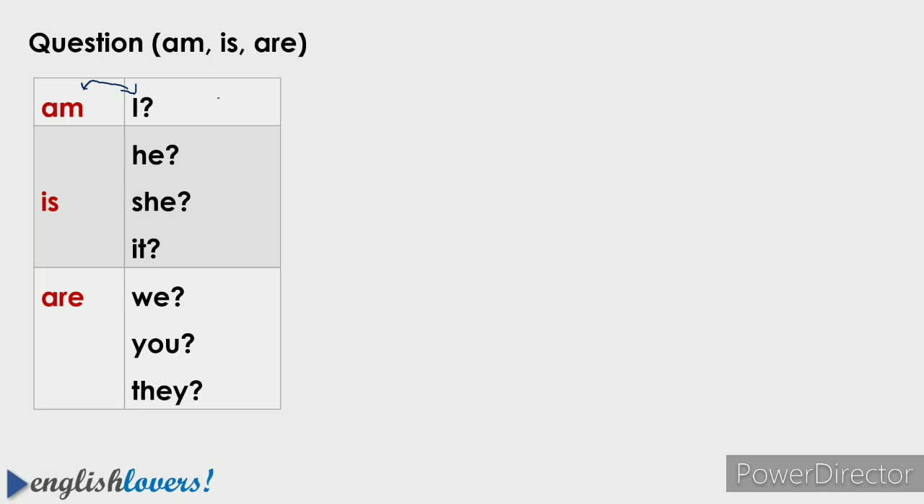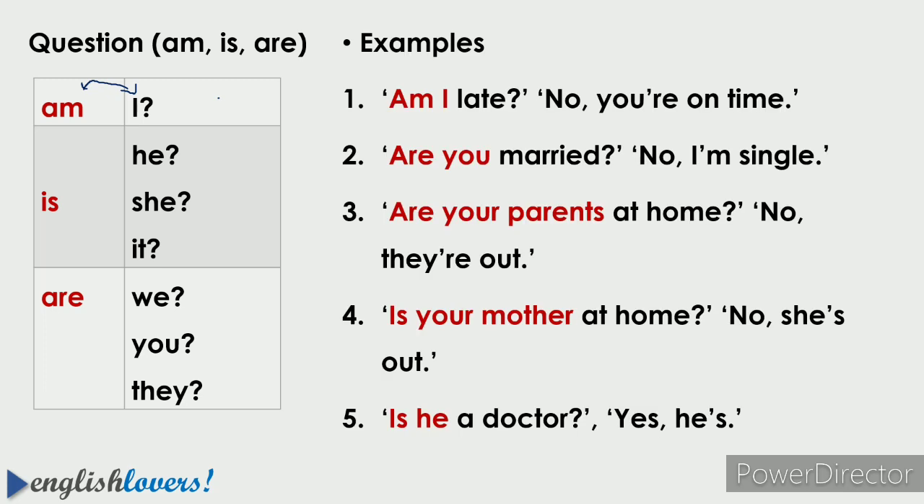Remember one thing, we have to put this symbol, the question mark, at the end of these questions. Now we will see some examples. Am I late? No, you are on time. So this construction, am I, is a question. Are you married? No, I am single. So here, are you again is the construction of a question.